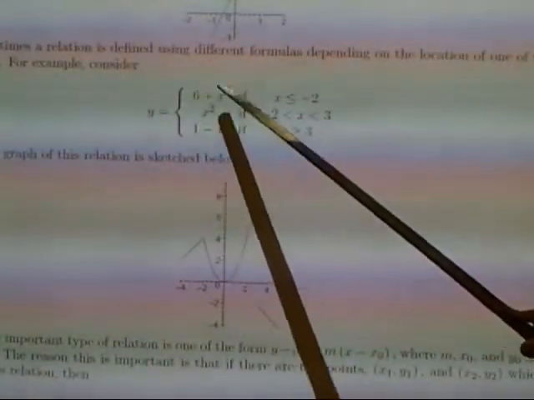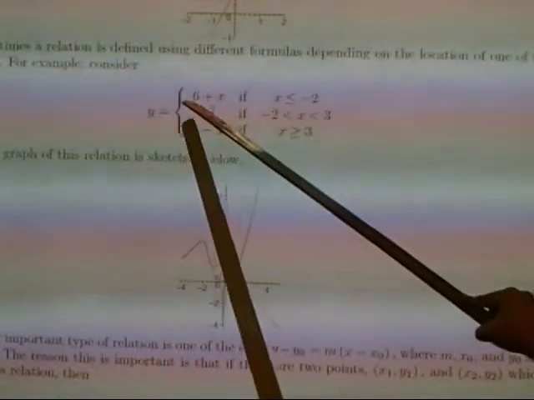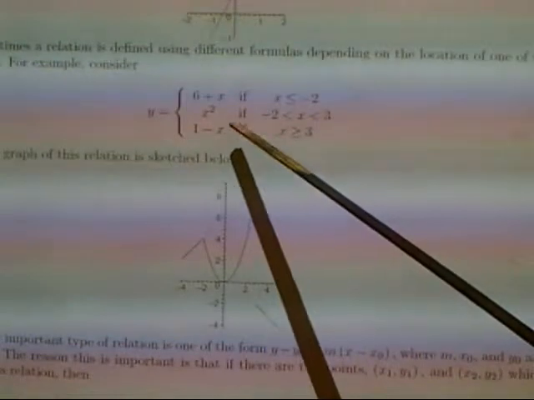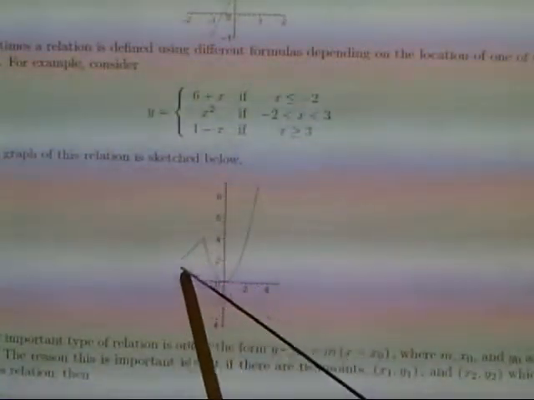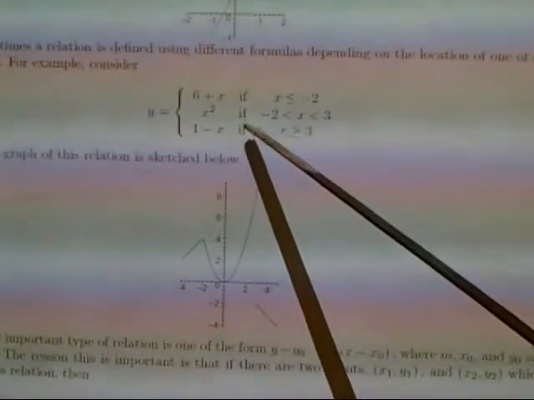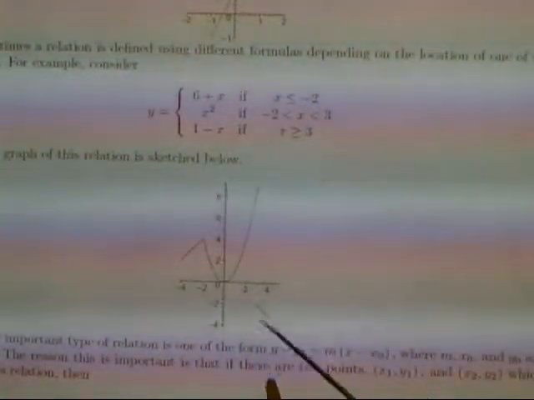So the other one is if you have a function, y equal to 6 plus x when x is less than minus 2. Between minus 2 and 3, y equal to a squared. Greater than 3, y equal to 1 minus x. So to satisfy those functions, we can draw this graph. This is for less than minus 2, 6 plus x. Between minus 2 and 3, a square function, and then greater than 3, a 1 minus x function. This equation we can draw as well.